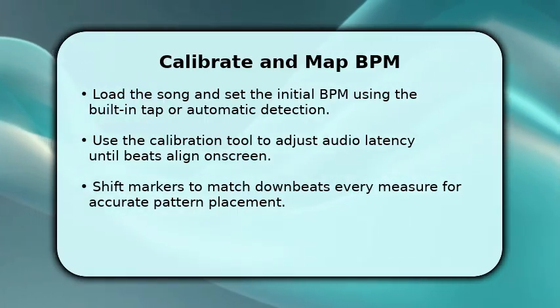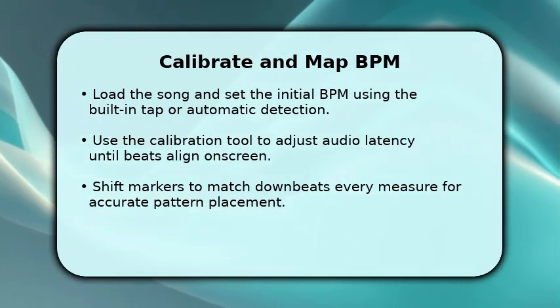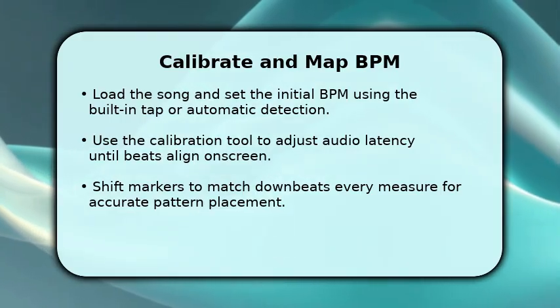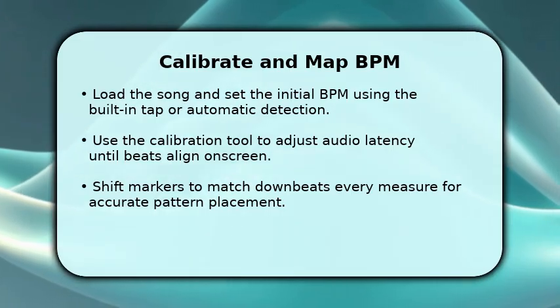Listen for the downbeat and move the first measure marker to match that hit precisely. Continue shifting measure markers every 4 beats or as needed to keep alignment across the entire track. Save the project frequently to preserve your mapping progress.